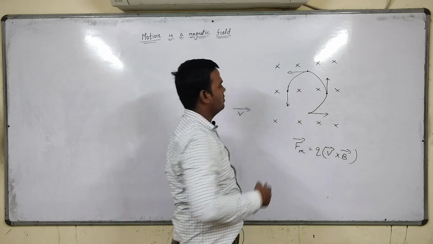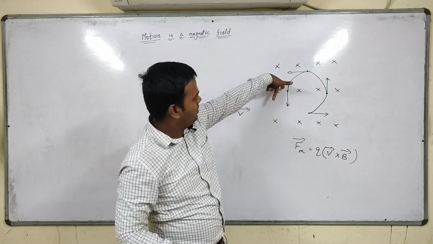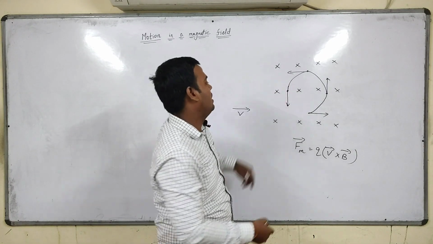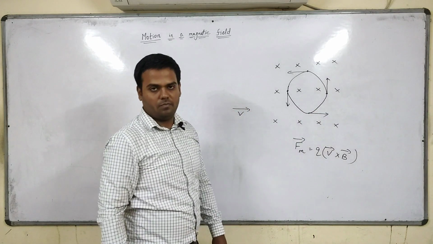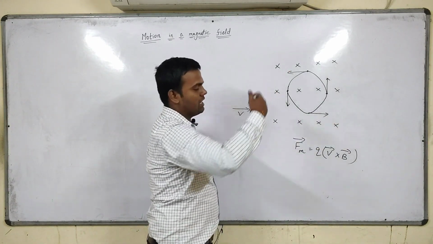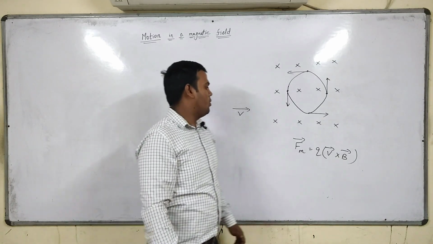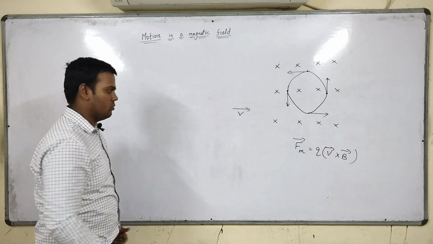Again, the magnetic field is like this, and the velocity is in the downward direction, so the force is to the left hand side. So the charged particle reaches here, and we see that the charged particle moves in a circular path whenever velocity and magnetic field are perpendicular to each other.